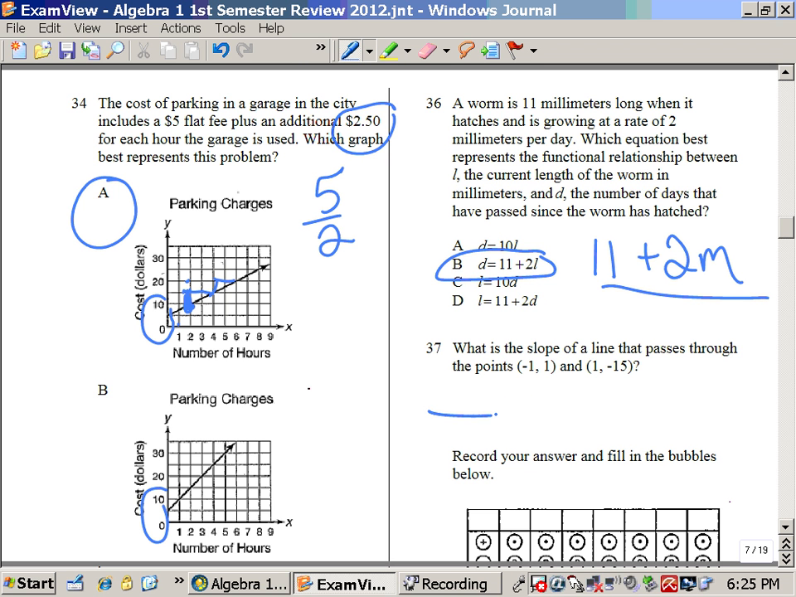37, I need to find the slope. That's draw the line, minus sign. Remember that the y's go on top and the x's go on bottom. That gives me 16 over negative 2, which is negative 8.